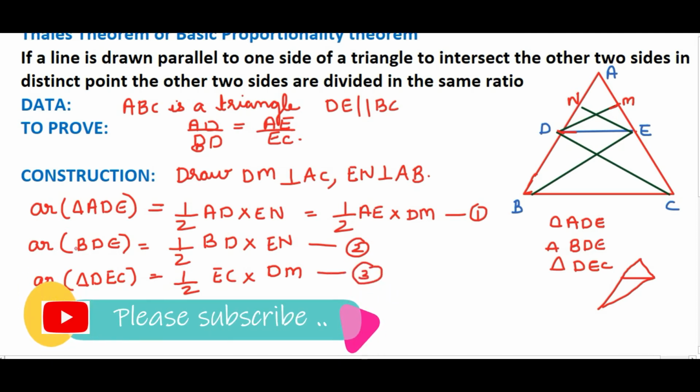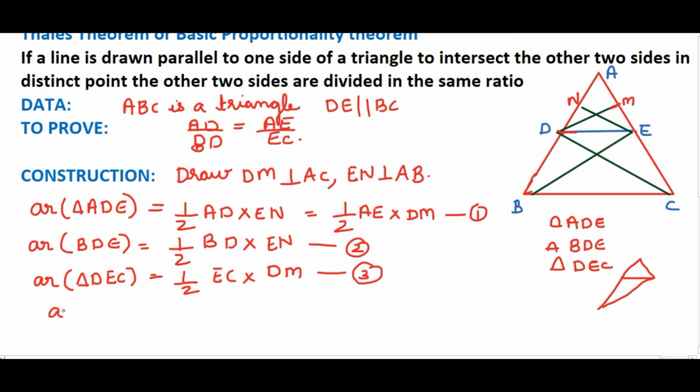Also you can notice that here area of triangle BDE and area of triangle DEC, both are equal. In class 9 you have studied that the areas of triangles standing on the same base, these two triangles are standing on the same base DE, and between the same parallels they will have equal area.